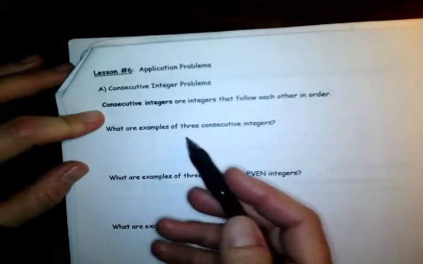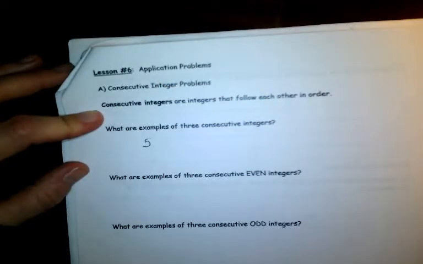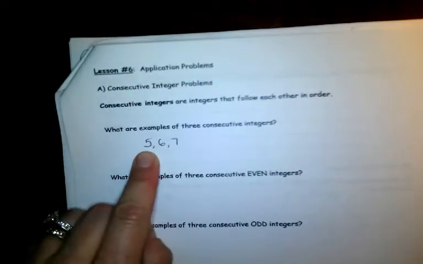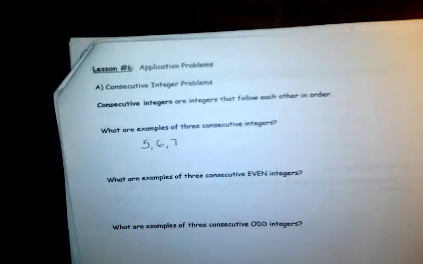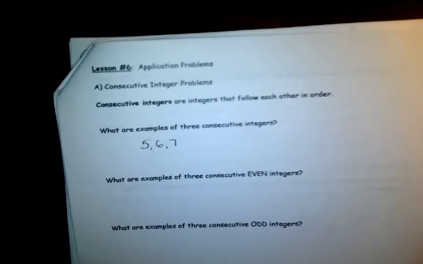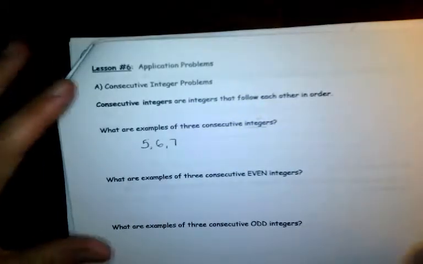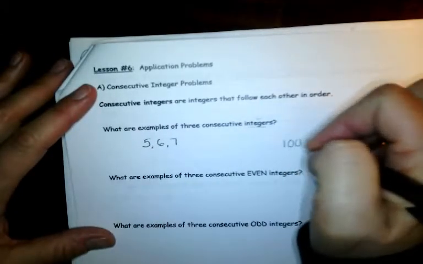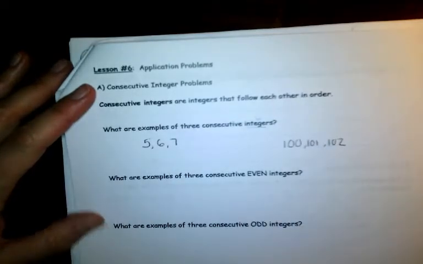Take three consecutive integers. We're talking about three numbers in a row. So if the first number is 5, I need three consecutive, so that would be 5, 6, 7. Three consecutive numbers right in a row. Consecutive integers, so we're not going to be dealing with fractions or decimals. We like integers, right? Okay, what about another set of three? How about 100, 101, 102? Three consecutive, right in a row, right in order.